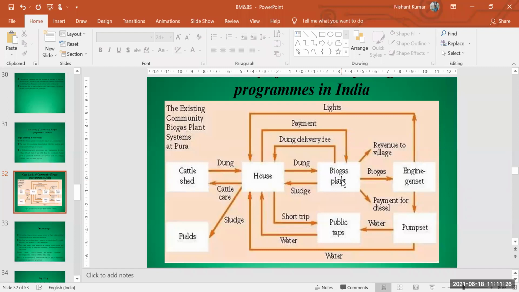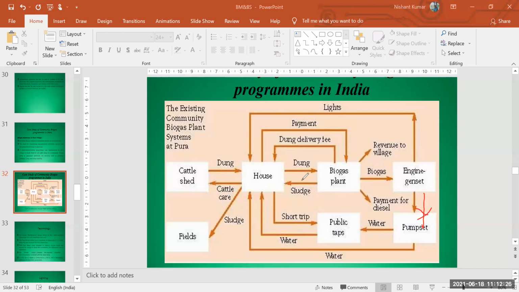So you could see we have a cattle shed, and from that dung we can use. That is a house where sludge has been prepared. The residues could be used for agriculture fields, which is also one of the segments. The cattle residues are used in the biogas plant, where biogas is generated and utilized in the engine set, the generator with heat exchanger, to produce electricity. Then it is sent to the pump set, which pumps the water to the houses or public taps.